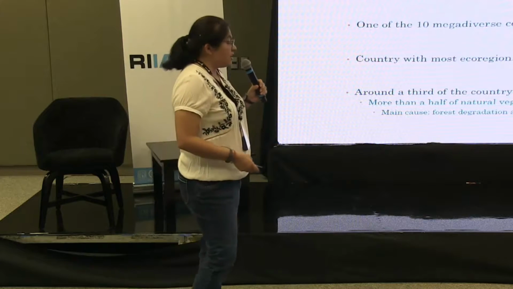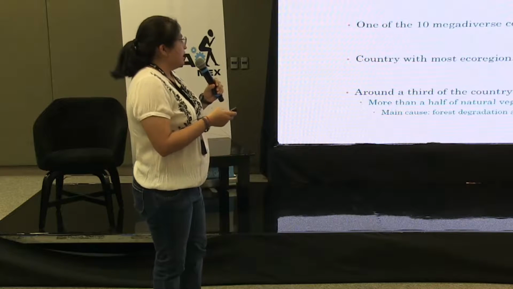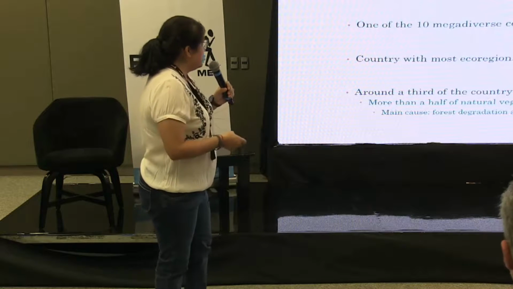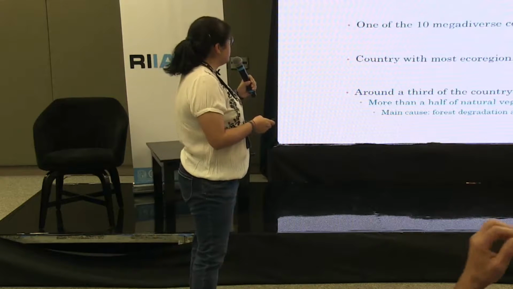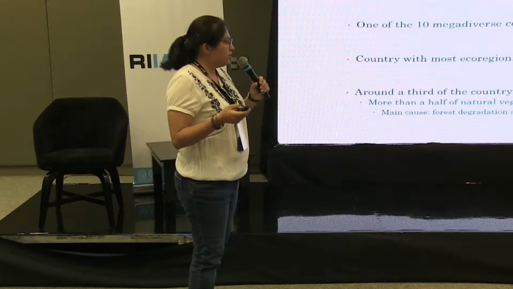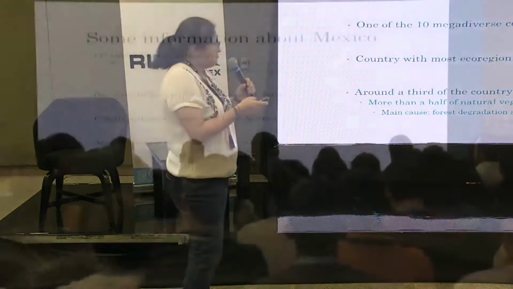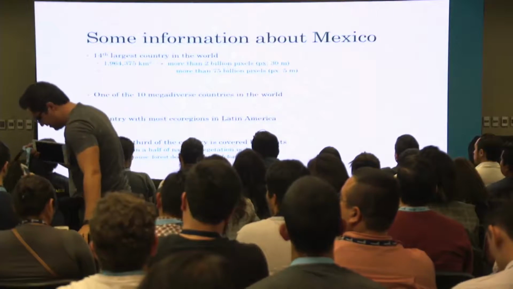Now, before I talk about MadMex, I'm going to give some information about Mexico to have some context. Mexico is a large country. It's the 14th largest country in the world. It is almost 2 million square kilometers. If you think about that in pixels, each representing between 5 and 30 meters in length, we are talking about billions of pixels.